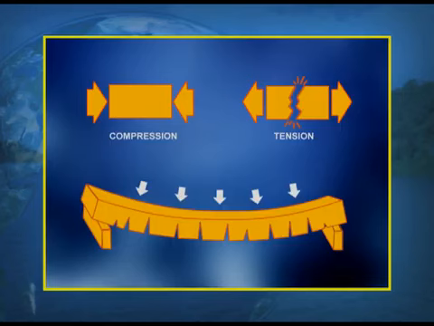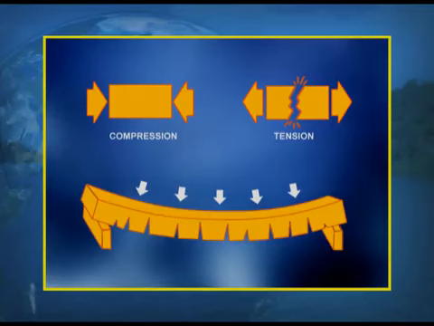Now, look at the diagram, it will show you what is compression and tension. Compression, if you look at the diagram, you can see the forces working from the opposite direction, that is known as compression, and tension is basically the vertical movement which divides the rocks into different parts.